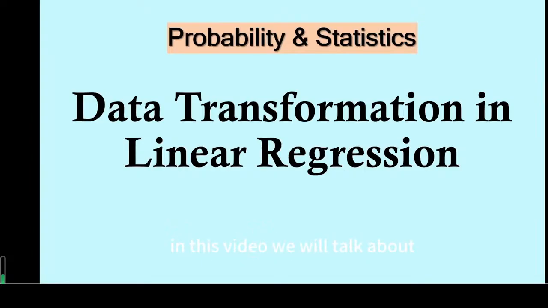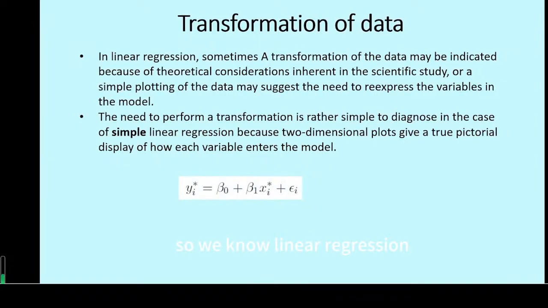In this video, we will talk about data transformations in linear regression. So we know linear regression means linear in the parameters. Like in this equation, both the parameters beta 0 and beta 1 are in a linear form. If beta 1 is in the power, x_i to the power beta 1, then this parameter is not linear, and we cannot say this is a linear regression.